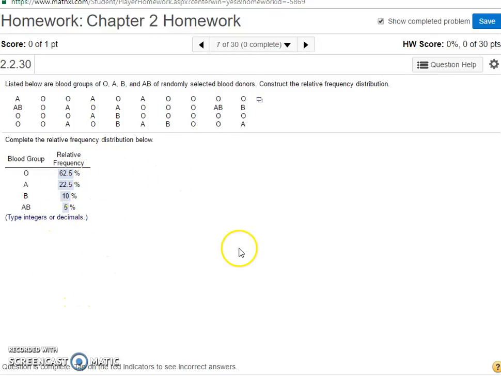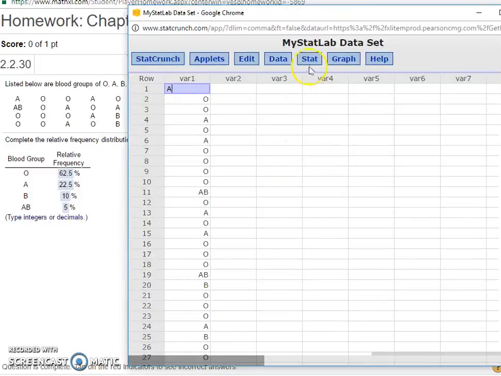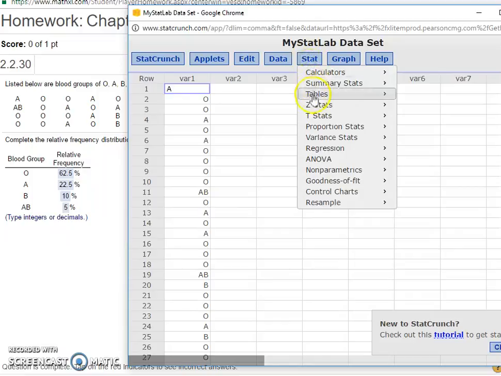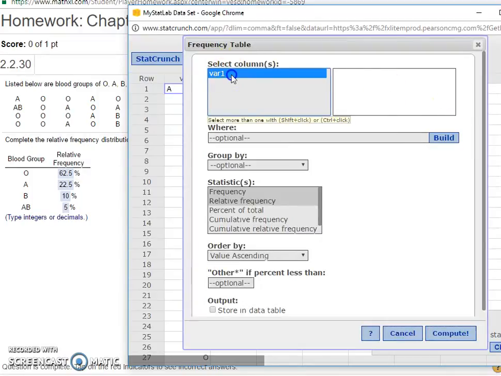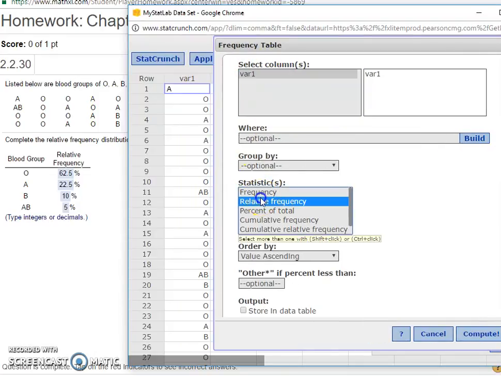So you have access to a very powerful statistical tool in here, and it's called StatsCh2Part1. So if I click on this, it's going to say open in StatsCh2Part1. So when I open in StatsCh2Part1, my first step, I'm just going to leave my data. I want to hit Stat, go to Tables, and go to Frequency. I need to click on VAR1 because that's my variable 1. And then I only wanted the relative frequency. So I'm just going to click on relative frequency there, and I'm going to say compute.